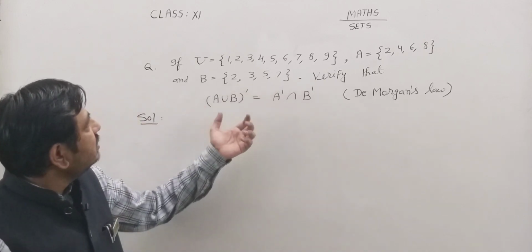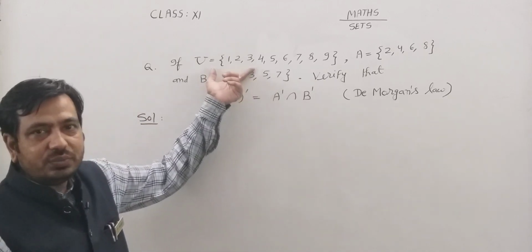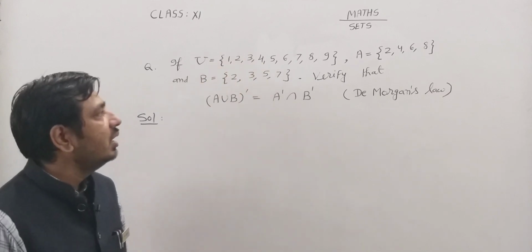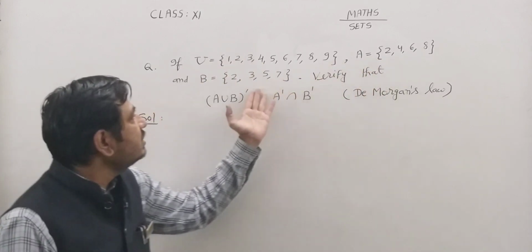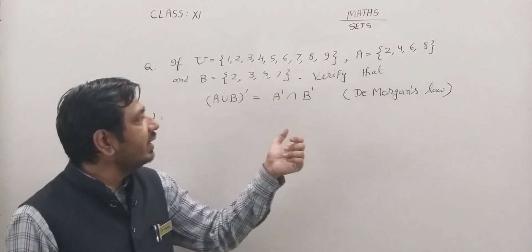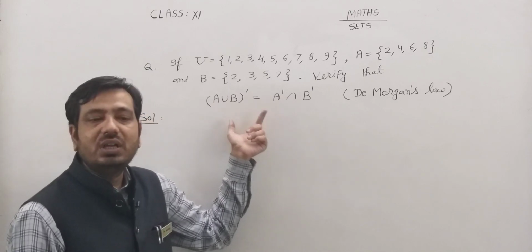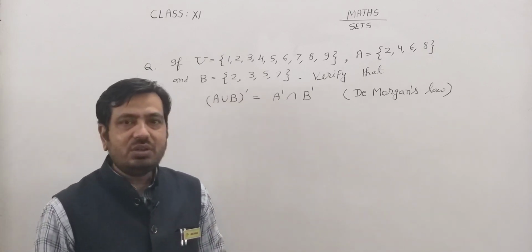Class, the question says it is universal. You know what is universal? This is set A and this is set B, and you have to verify De Morgan's law. Class, what is De Morgan's law?